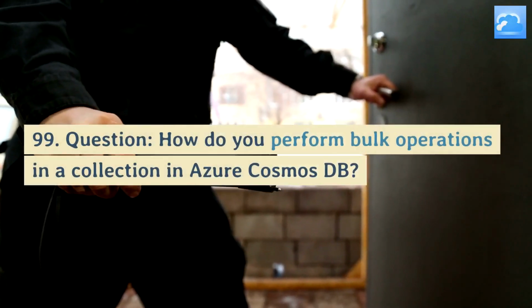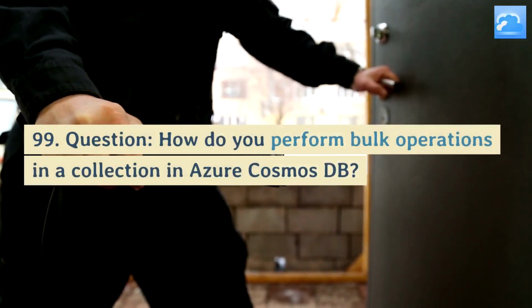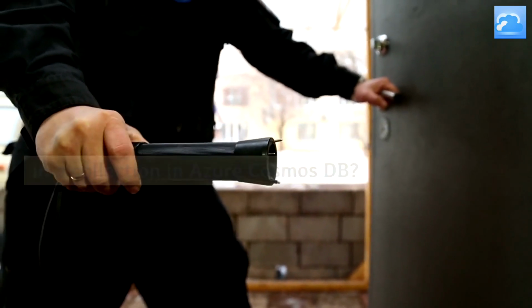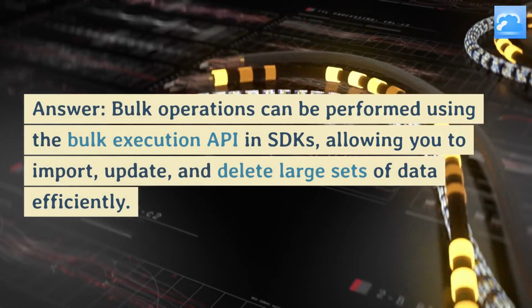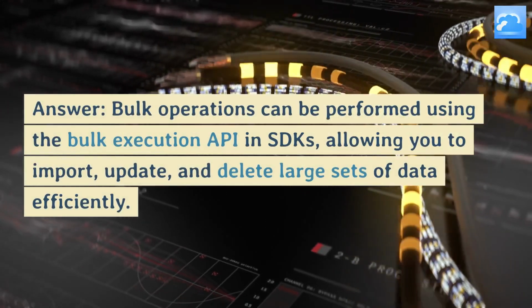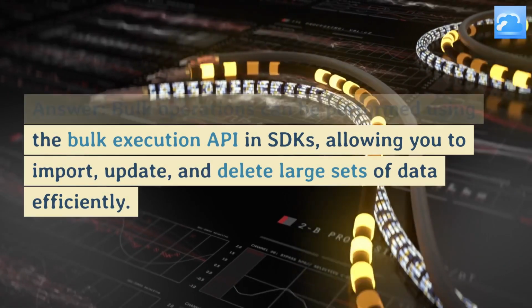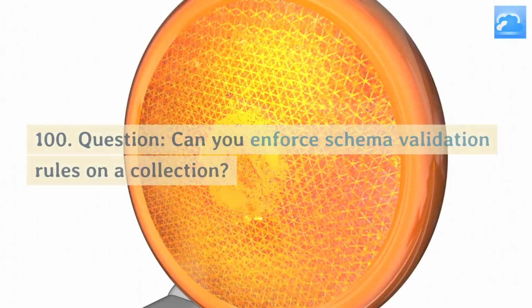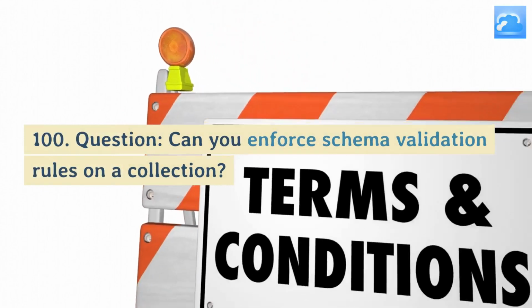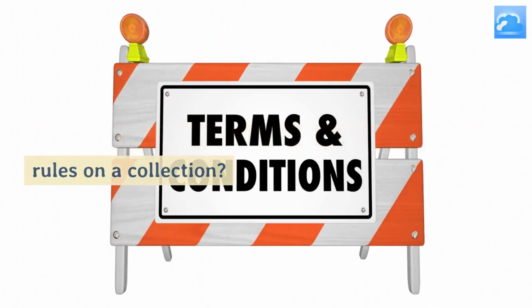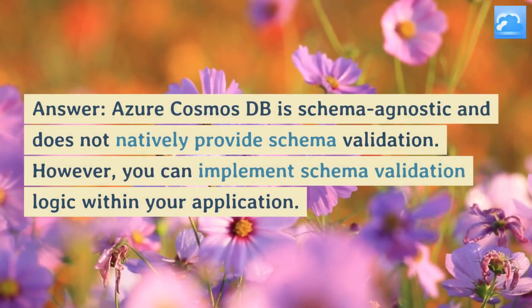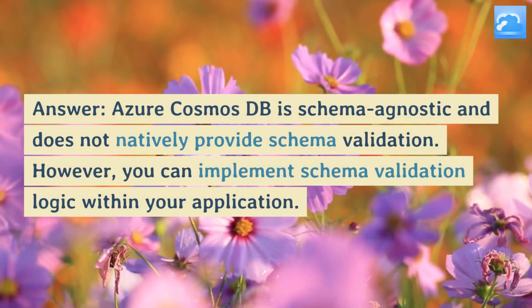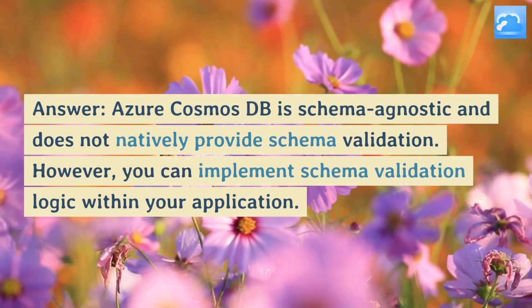99. Question: how do you perform bulk operations in a collection in Azure Cosmos DB? Answer: bulk operations can be performed using the Bulk Execution API in SDKs, allowing you to import, update, and delete large sets of data efficiently. 100. Question: can you enforce schema validation rules on a collection? Answer: Azure Cosmos DB is schema agnostic and does not natively provide schema validation. However, you can implement schema validation logic within your application.